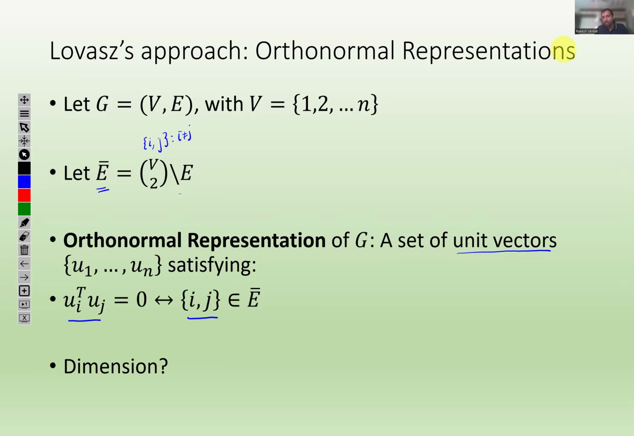Right. So one suggestion is to take the ambient dimension as k, like these are vectors in R to the k. Well, we need something possibly more than that, because the number of constraints that should be satisfied between every pair of vectors, and there are n of them. So let's just be safe and keep the dimension as n.